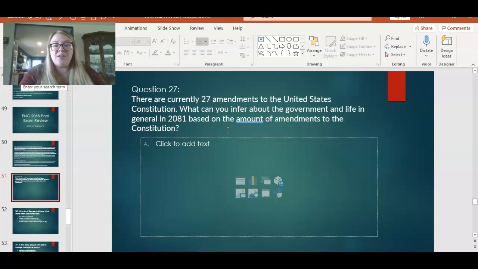Based on the fact that they've fictionally added so many amendments, what ideas can you have about the government? Now, a lot of times I'll see answers for this that say things like, well, I can infer that the government has made a lot of new rules. That's a pretty obvious inference. We know they've made a lot of new laws because of all of the new amendments, right? So I'm asking you to dig a little bit deeper than that.